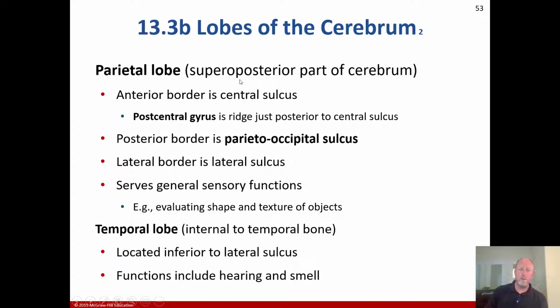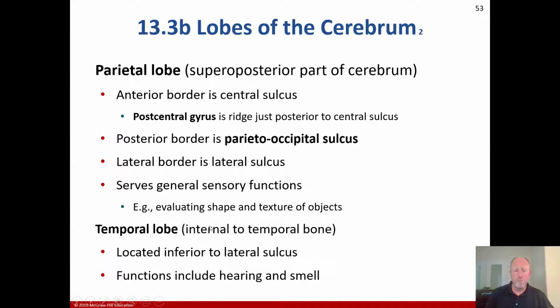The parietal lobe, the superior posterior part of the cerebrum, has the central sulcus as its anterior border. The postcentral gyrus is the ridge just posterior to the central sulcus. The posterior border is the parieto-occipital sulcus. The lateral border is the lateral sulcus. And it serves general sensory functions, like evaluating shape and texture of objects.